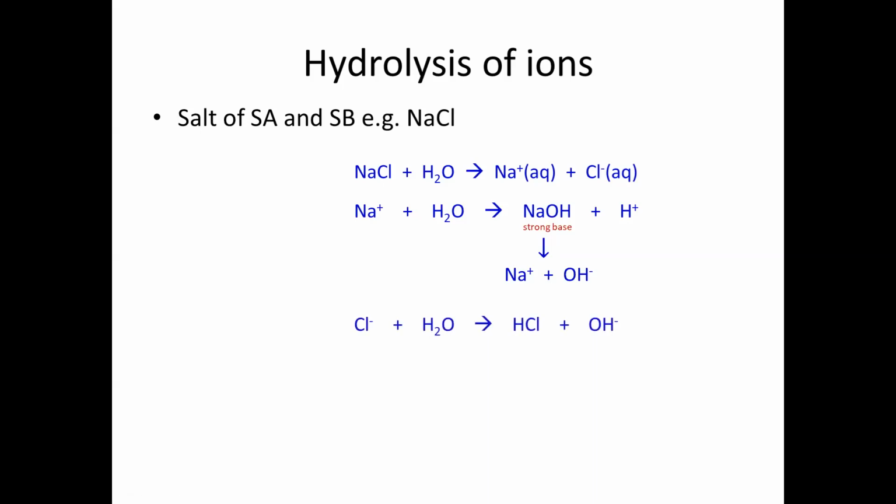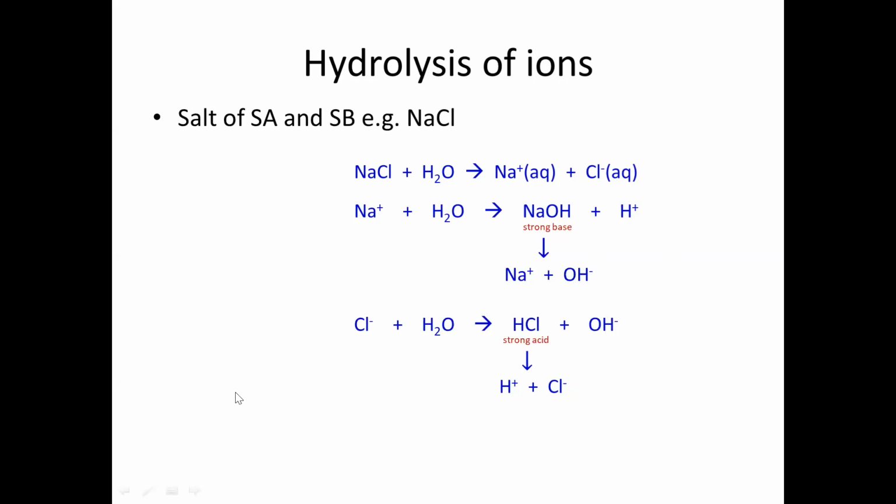Now let us see if we try to hydrolyze chloride ions. Chloride ions, when hydrolyzed with water, will give us HCl and OH minus ions. So in this case, the HCl is a strong acid. Again, this will not remain undissociated in aqueous medium, and it will dissociate into H plus and Cl minus ions. That means hydrolysis of Cl minus ions will give you back the Cl minus ions. That means these ions have not undergone any kind of reaction with water.